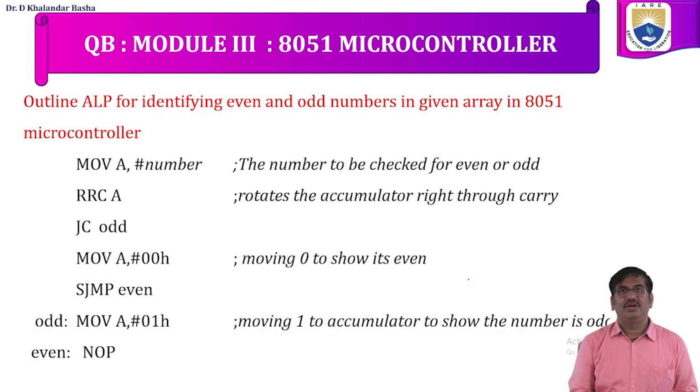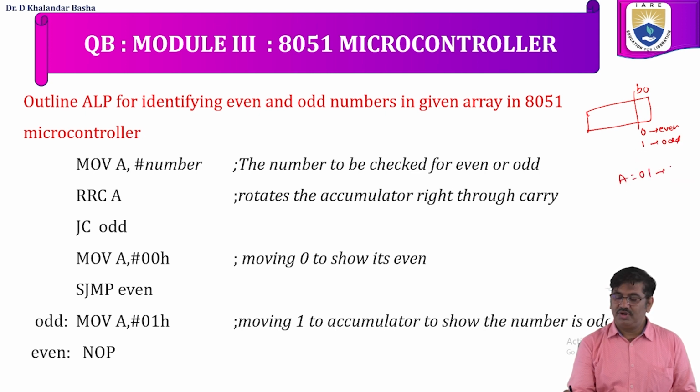Outline ALP to find out even and odd numbers in a given array of 8051 microcontroller. For finding out whether a given number is even or odd, we are just going to check the LSB bit. If LSB bit is equal to 0, we will decide this as an even number. If it is 1, odd number. Once it is defined as an odd number, we are going to load the accumulator content as 01H for the odd case. If it is even, accumulator will be loaded with 00.